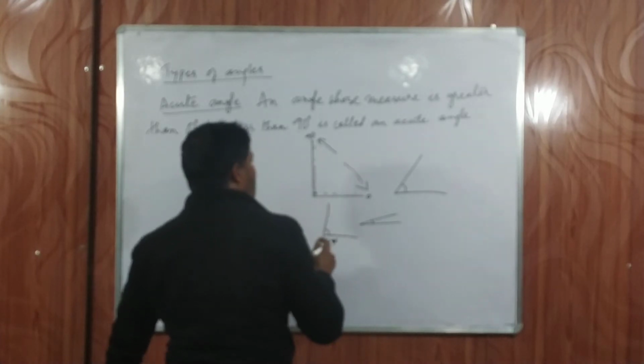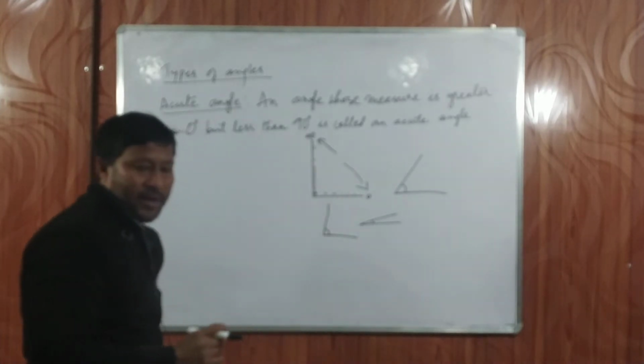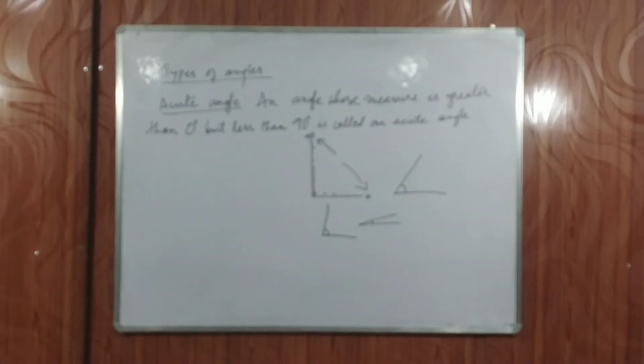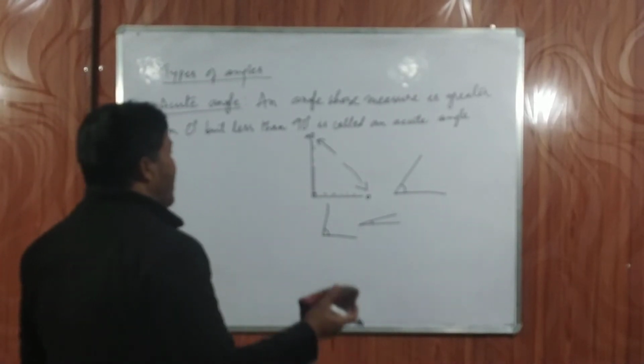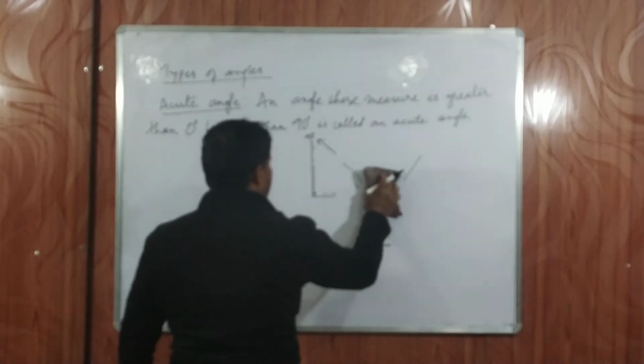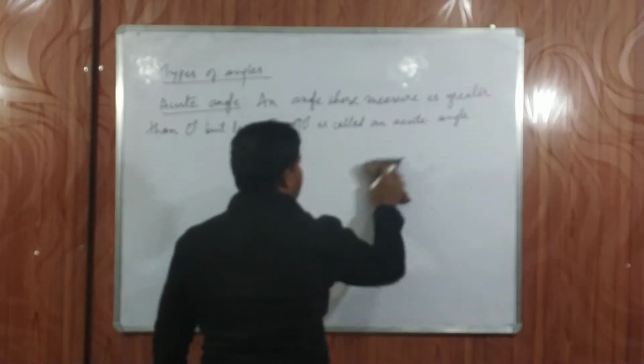So you just remember that an acute angle is an angle whose measure is less than 90 degree but greater than 0 degree. I hope you have understood.